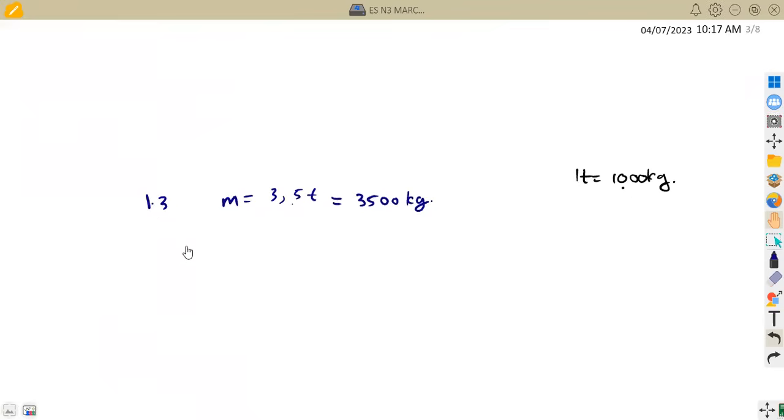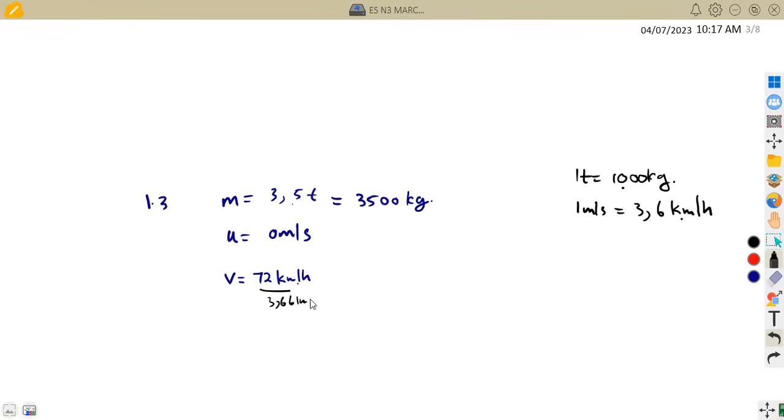So we are given the initial velocity, that is when it is stationary, where there is no movement, that's 0 meters per second. And the final velocity of 72 kilometers per hour, which you can convert to meters per second, since we know that 1 meter per second is equal to 3.6 kilometers per hour. So to convert to meters per second, since this is in kilometers per hour, we can divide by 3.6. This is going to give us 20 meters per second. So we have got our velocity as 20 meters per second.